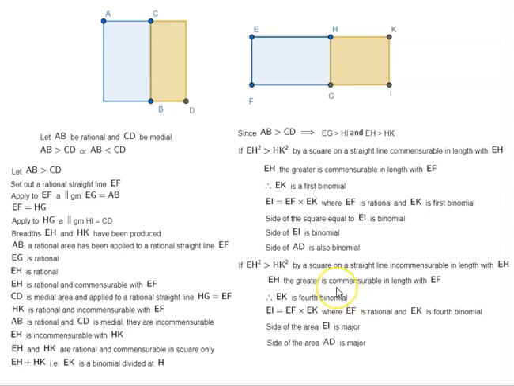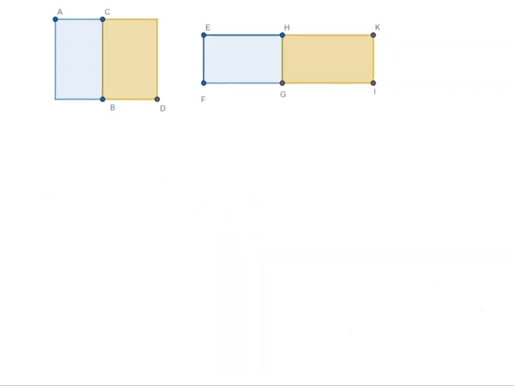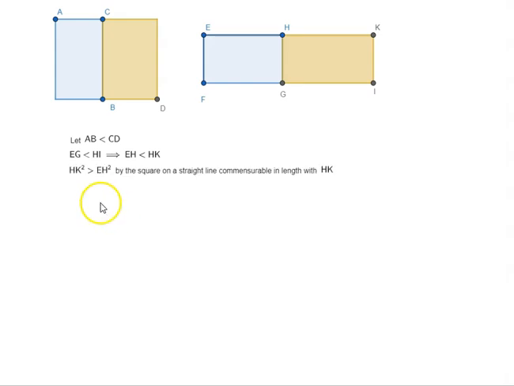Now we have to show the other two, that is first bimedial and the side of a rational plus a medial area. So now let's look at the case where AB is less than CD. EG is less than HI because AB is equal to EG and CD is equal to HI, which implies EH is less than HK. Now, if HK square is greater than EH square by the square on a straight line commensurable in length with HK, and EH, the lesser, is commensurable in length with EF.